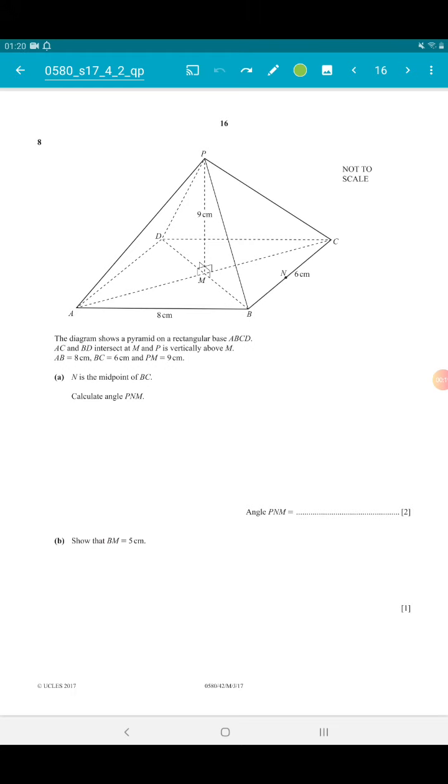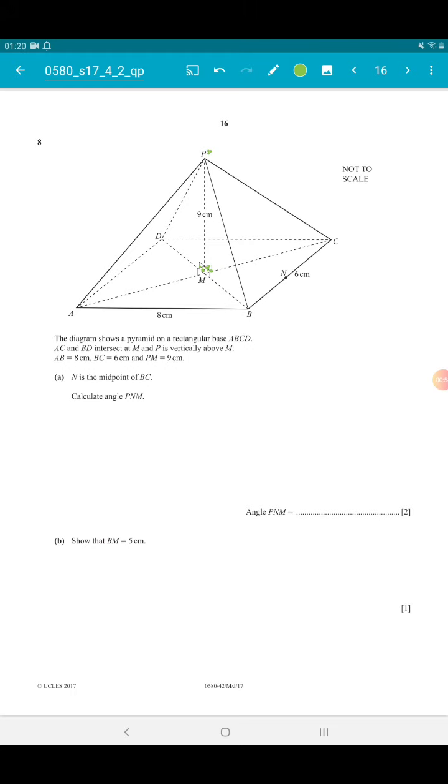Now when I read the question, look for the diagram. Okay, the diagram shows a pyramid on a rectangular base, ABCD. Look for the base, ABCD. AC and BD intersect at M. This is the intersection point. And P is vertically above M.